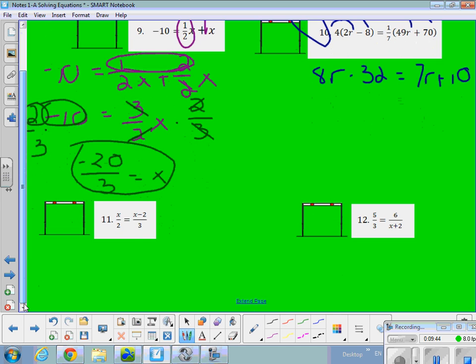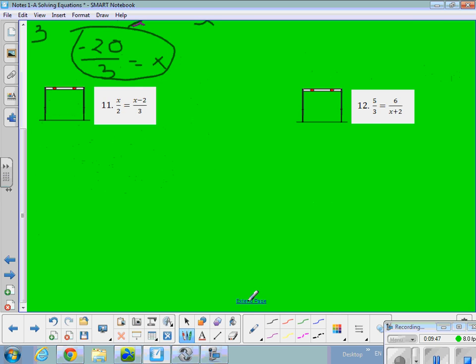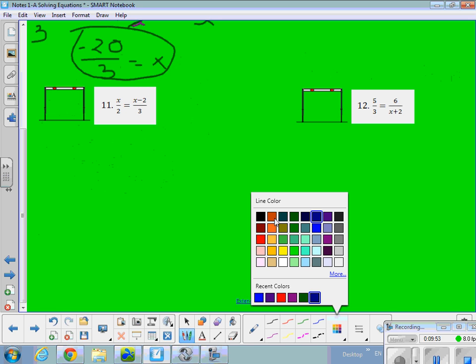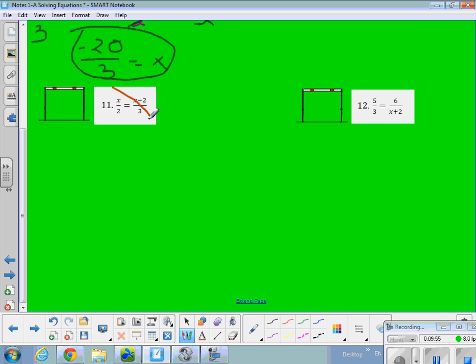Let's take a look at number 11. So I'm going to do number 11. I want you to do number 12. When you have two fractions set equal to each other, the best way to solve them is to use something called cross multiplication. So that means we're going to multiply across.